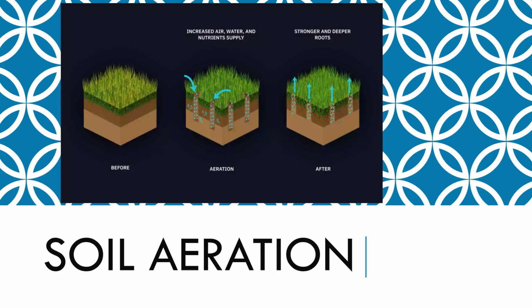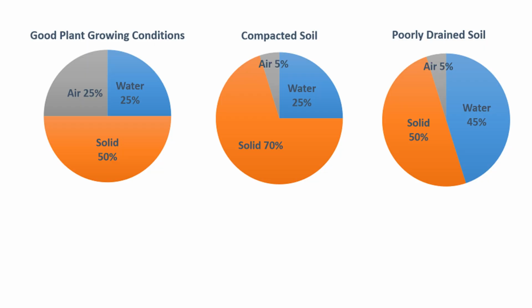Soil aeration is a crucial process for plant health. As seen in this diagram, aeration increases air, water, and nutrient supply to the roots, resulting in stronger and deeper root growth. Good plant growing conditions typically involve 25% air, 25% water, and 50% solid components in the soil. Compacted soil significantly reduces air content, and poorly drained soil increases water content, both leading to poor aeration.